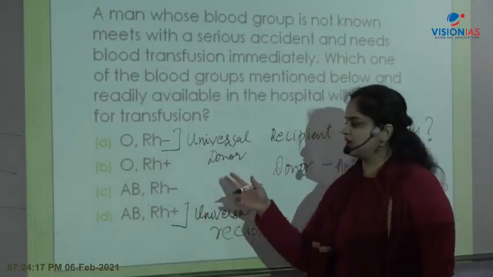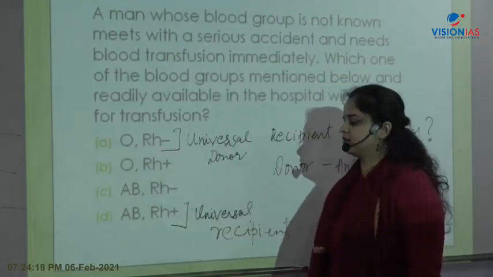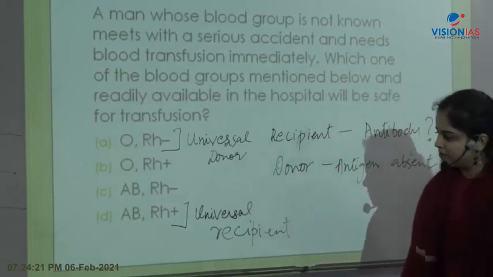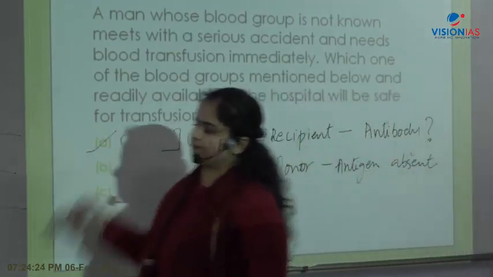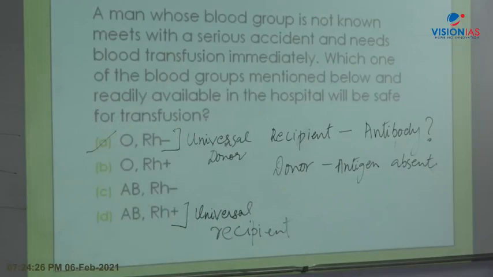If we have to include the RH factor also, then O negative and AB positive. Answer is A. Okay.